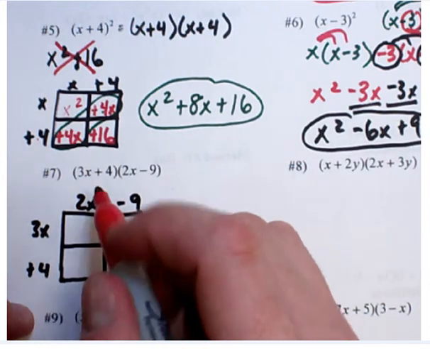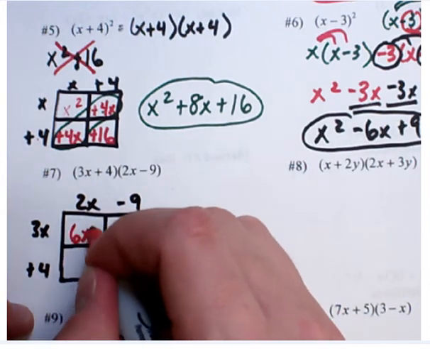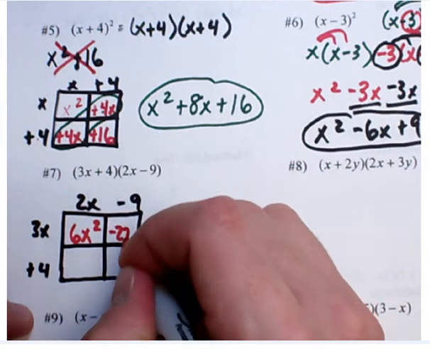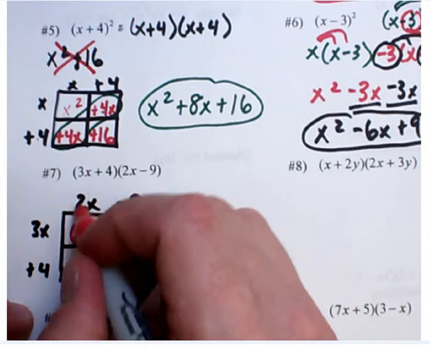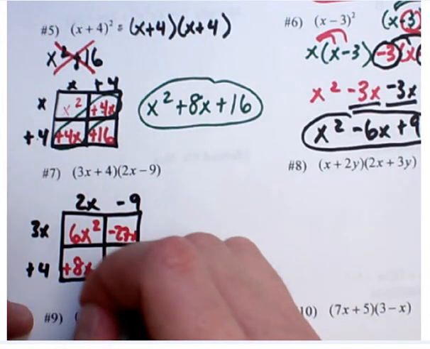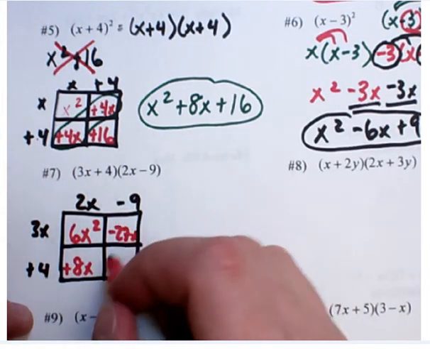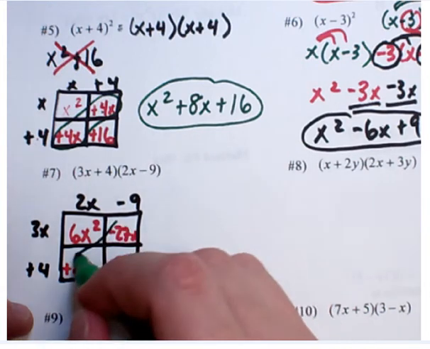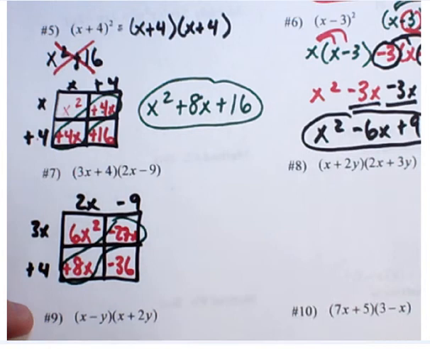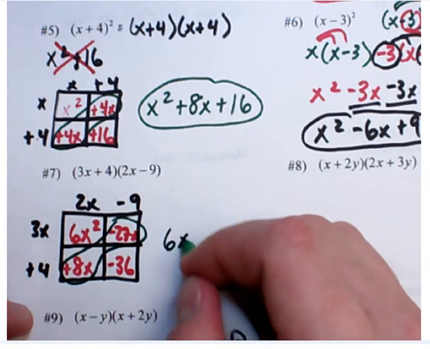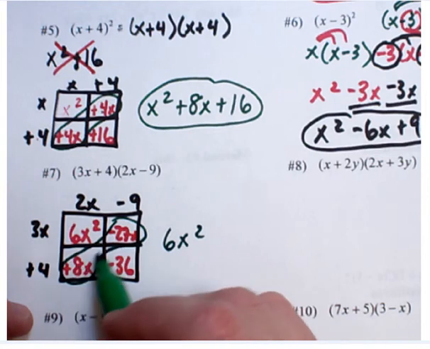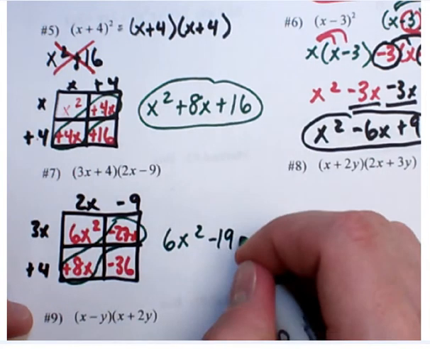3x times 2x, that's 6x to the second, add the exponents. 3x times negative 9 is minus 27x. 4 times 2x is 8x. 4 times negative 9 is negative 36. Combine those like terms. We get 6x squared. 8x plus negative 27, that's like 8 minus 27, is minus 19x.